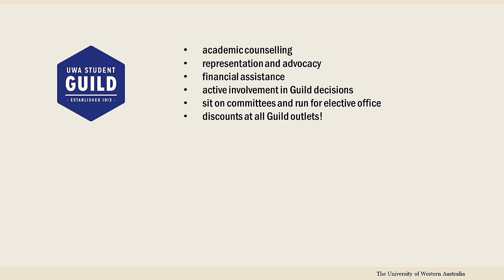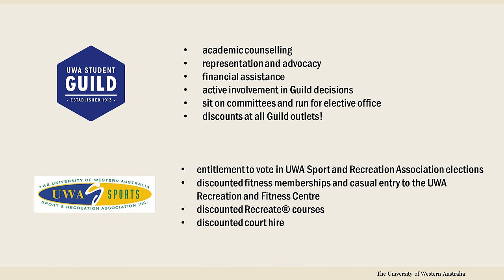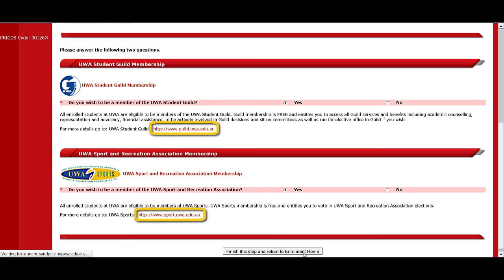Membership of the UWA Student Guild is free and entitles you to access a wide range of services, including academic counselling, representation and advocacy, and financial assistance, to be actively involved in guild decisions and sit on committees, as well as run for elective office in the guild. You can also get discounts at all guild outlets. Membership of UWA Sports is also free and entitles you to vote in UWA Sport and Recreation Association elections. Check out the Guild and UWA Sports websites for more info.